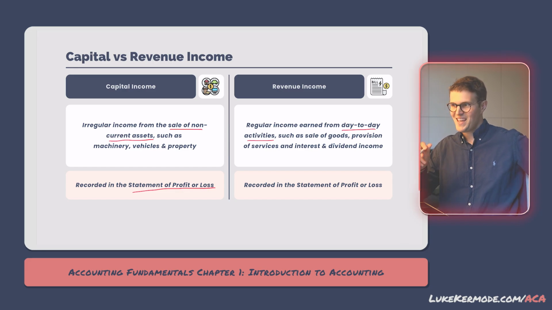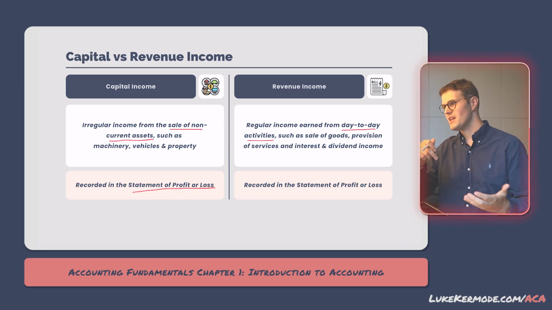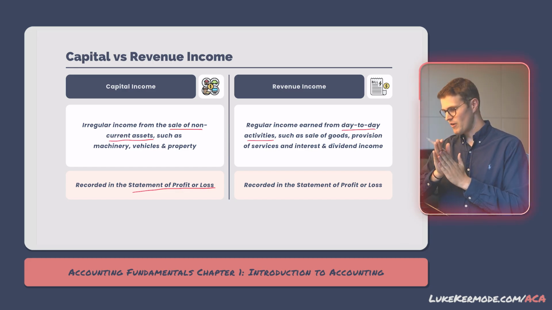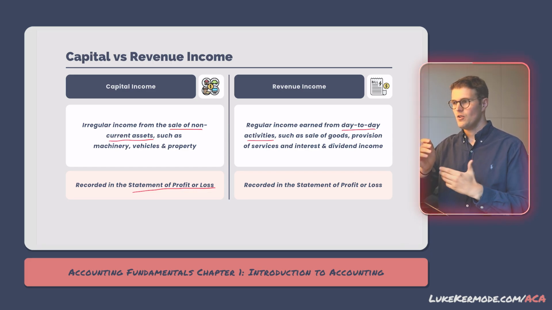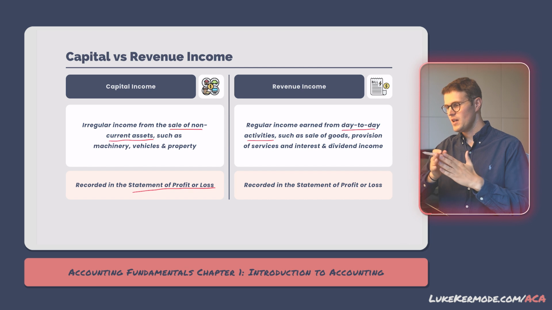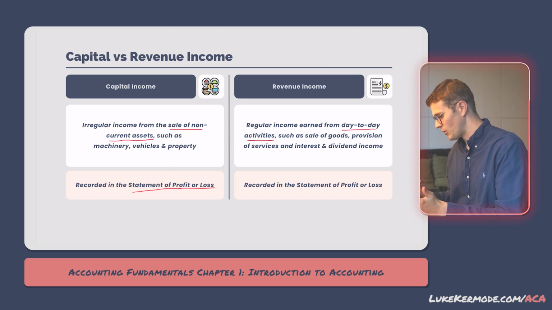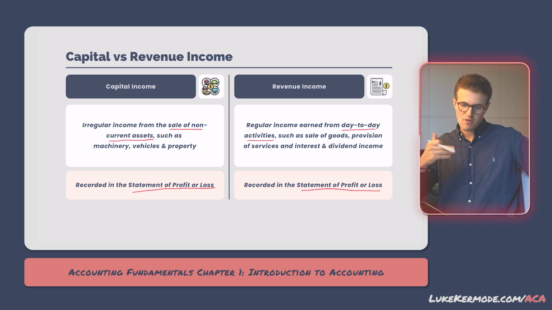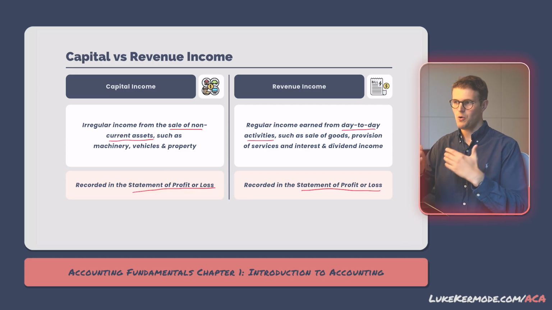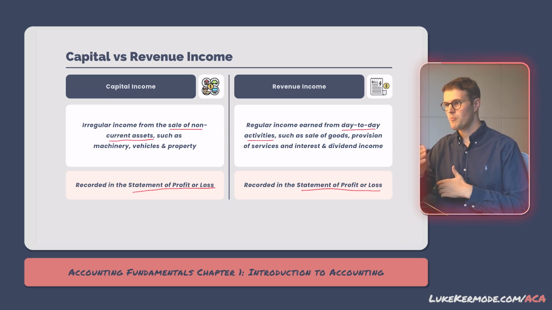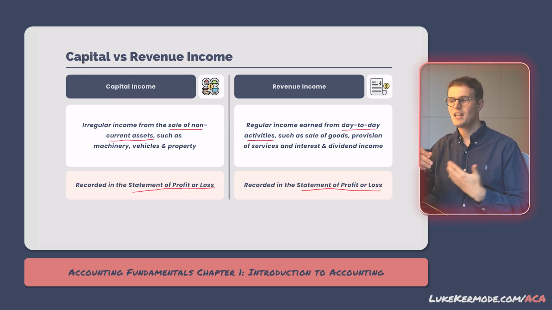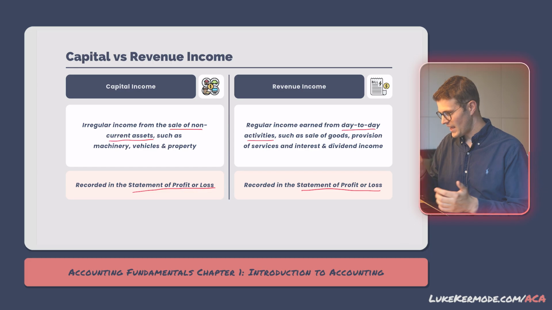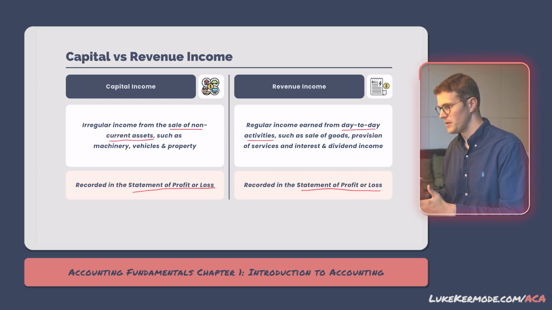This includes money received from selling goods, providing services, or earning interest and dividends. Revenue income is what we think of as the business's main recurring source of revenue. And again, this is also included and recorded in the income statement. So for example, if a retailer sells £10,000 worth of products off its shelves every month, that's classed as revenue income. If it receives £500 in bank interest or dividend from shares, that's revenue income also.